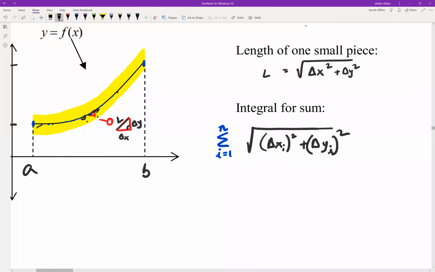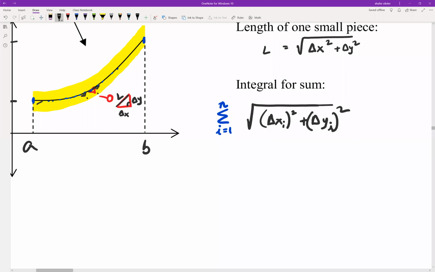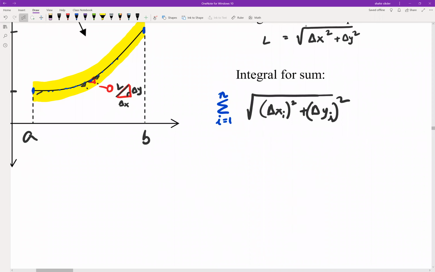Okay. Upon factoring, if I happen to factor out a delta x squared from here, how's that going to look? We can write this as the summation from i equals 1 through n of the square root of, if I factor out a delta x squared by brute force, forcefully, then I would have 1 plus delta y squared.